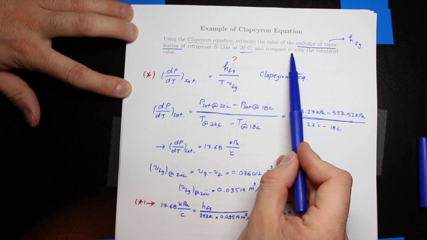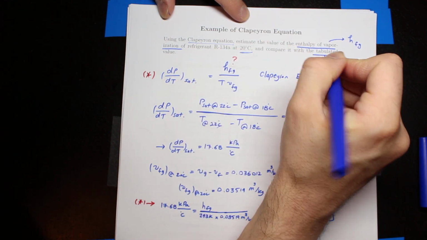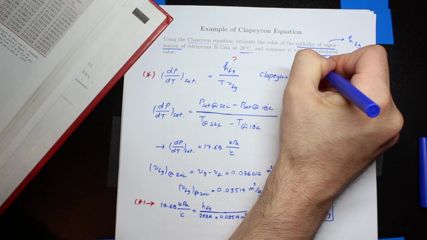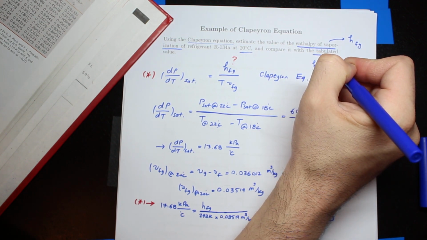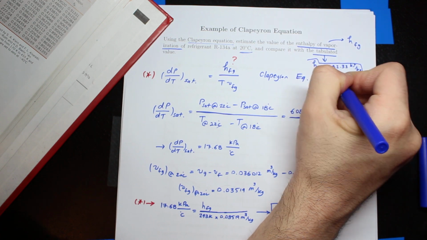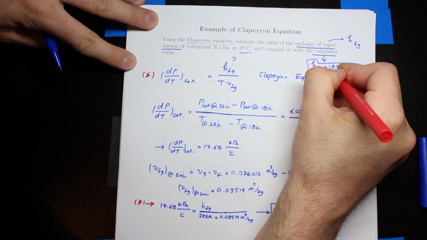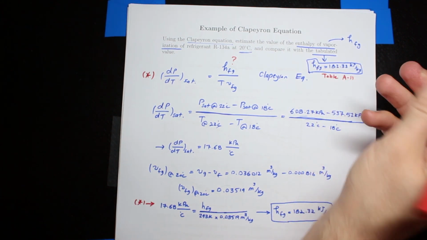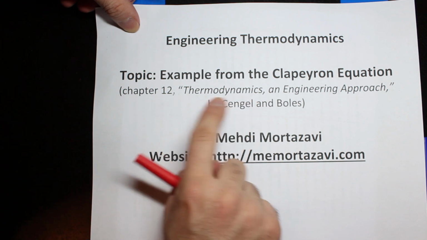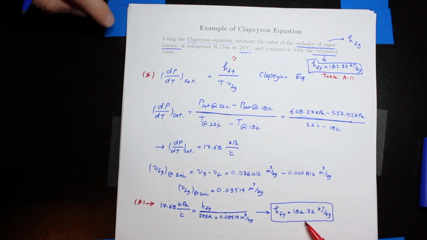The question says compare it with the tabulated value. That means compare it with the value we have in the table. The tabulated value from table A11 for 20 degrees C is hfg equal to 182.33 kilojoules per kilogram. So this is the hfg coming from the table, table A11 for this textbook. Once again, this is the textbook that I'm using, edition 8, but I'm sure that the tables are pretty much the same for different editions. So this is the tabulated value, and this is the one that we obtained from the Clapeyron equation. See how close they are.